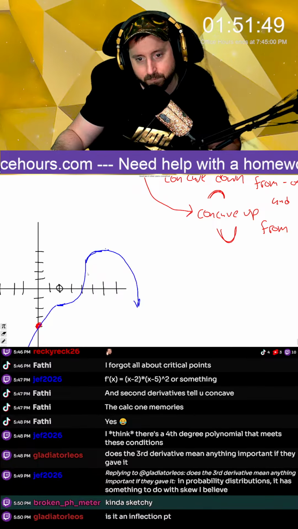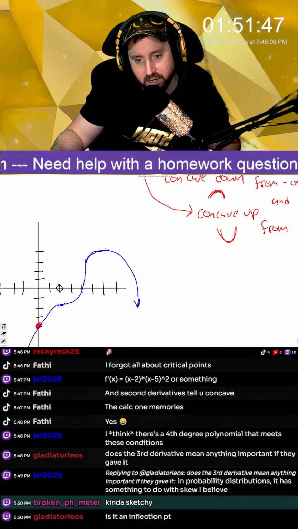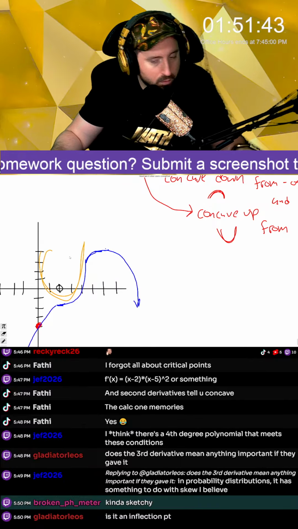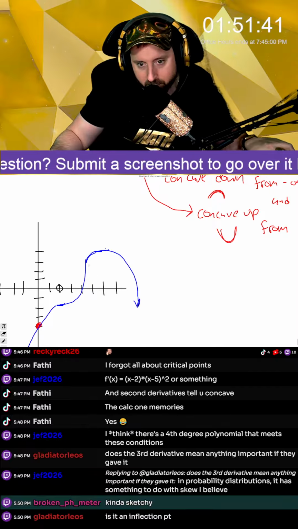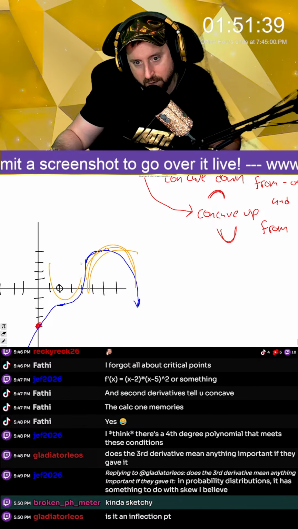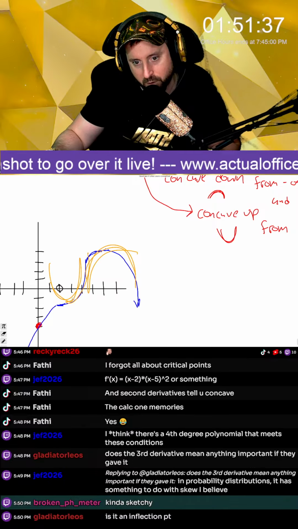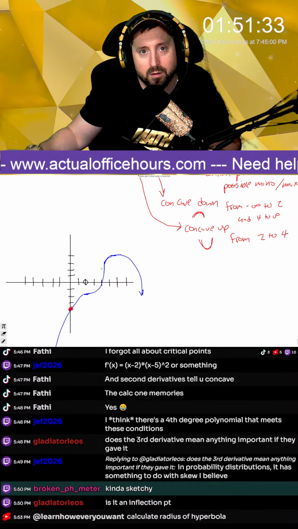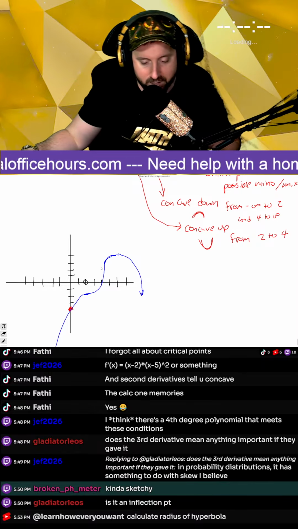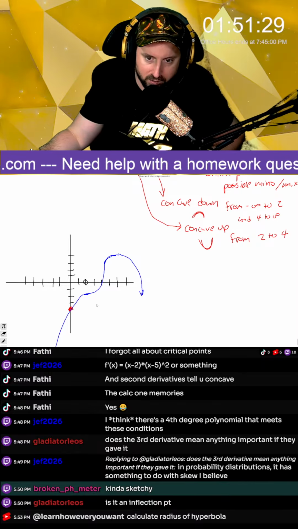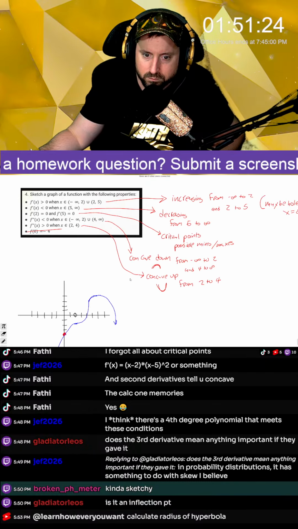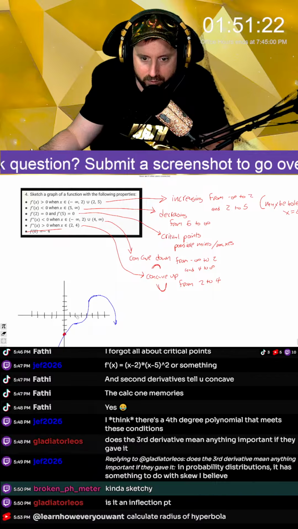So right here at 4, that's when the second derivative changes from being concave up to concave down. You see how you have both? You have concave up for this half part, and then you have concave down for this part. It is an inflection point, yeah, because the second derivative is changing from positive to negative. Okay, cool. I think that solved everything we needed.